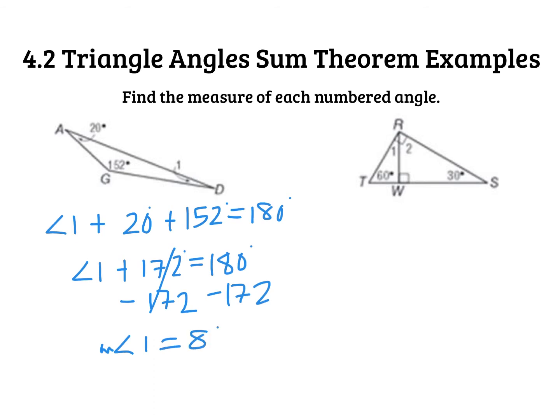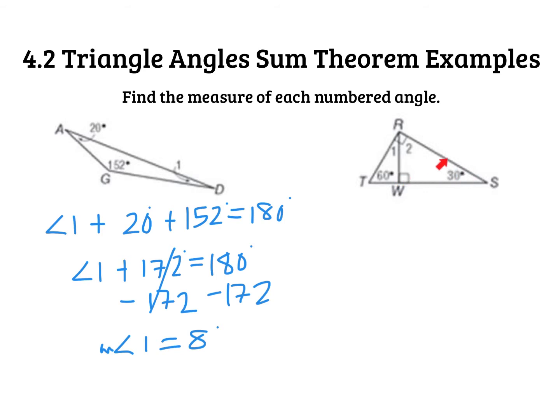Okay, so all you do is combine the angles that you have, subtract it from 180, and that gives you the missing angle. Let's look at this next picture. For this one, we're missing two angles: angle 1 and angle 2. So our goal is to find the measure of those two angles. Let's start with the measure of angle 2.